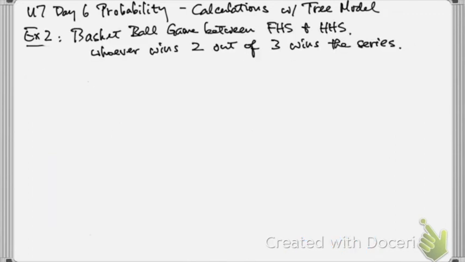All right, another example. Let's say there's a basketball game happening between Fremont High School and Homestead High School. And it's the best series out of 3. So whoever wins the first 2 games would win the series.